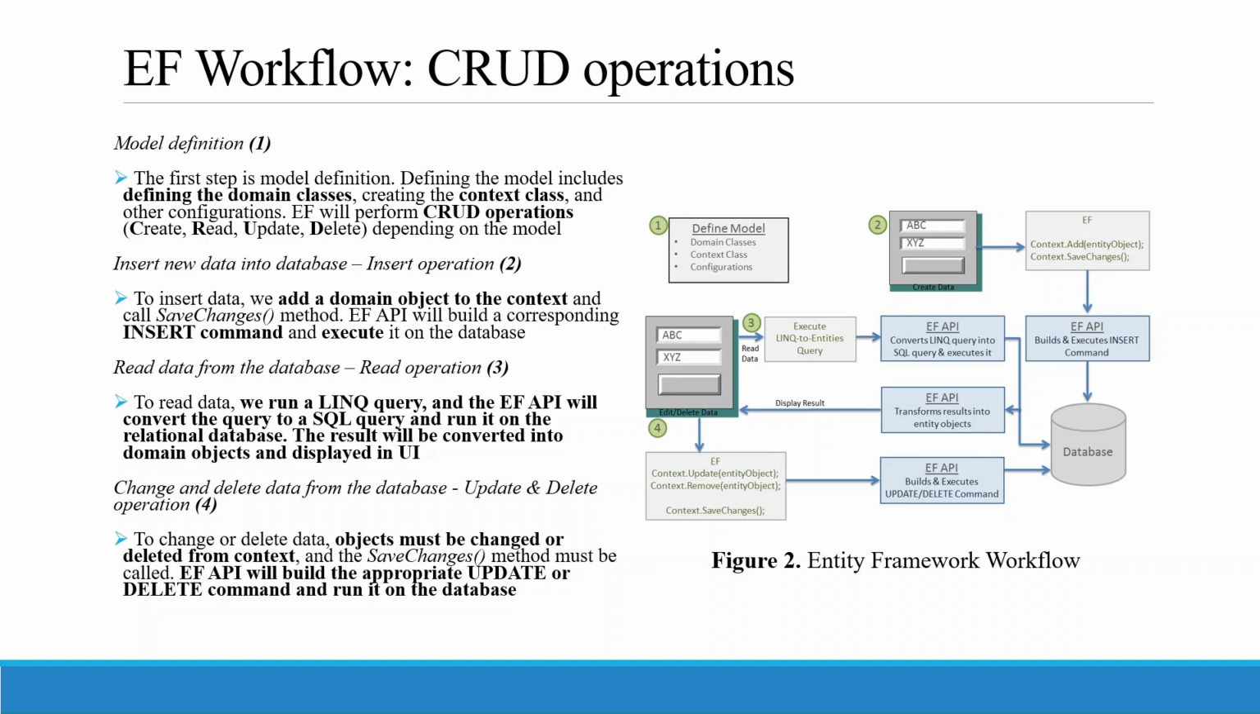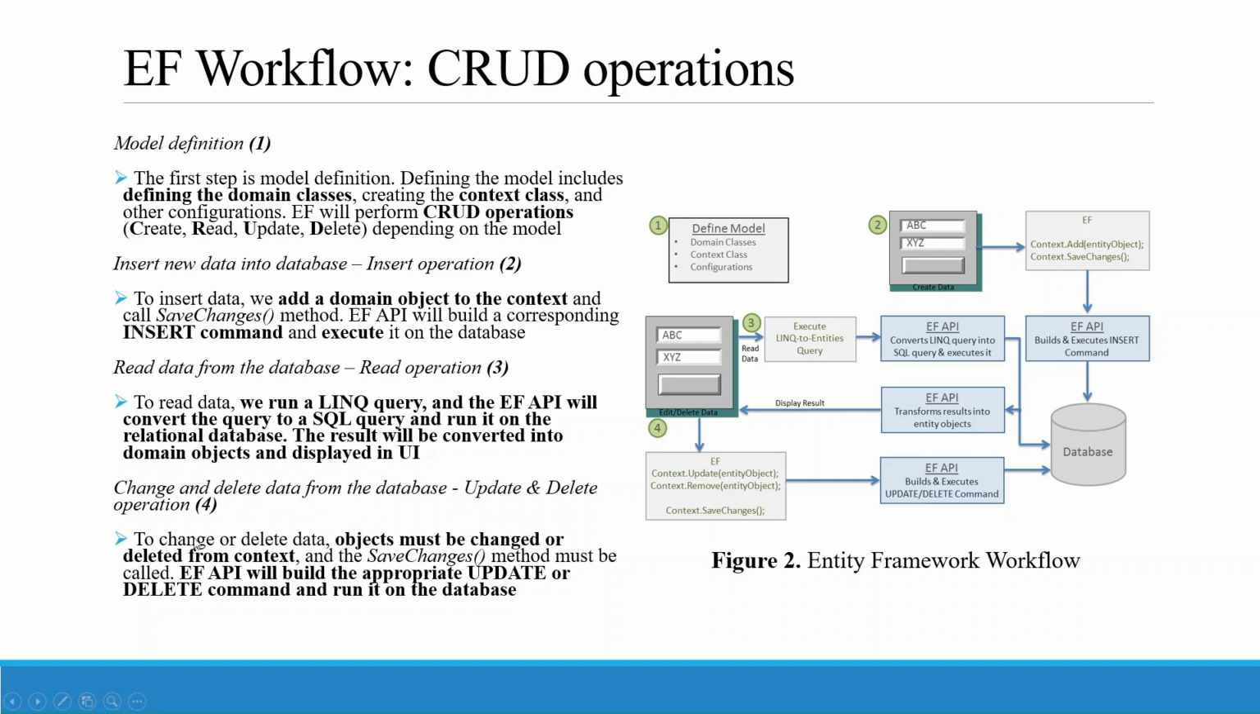The results will be in a SQL format. Entity Framework will transform those results from SQL into C# entity objects, okay? So basically Entity Framework takes care of converting between C# and SQL code in this case. And in the end, we can use those C# entity objects in order to display information to the user about the product. The last two operations are change and delete data from the database, okay?